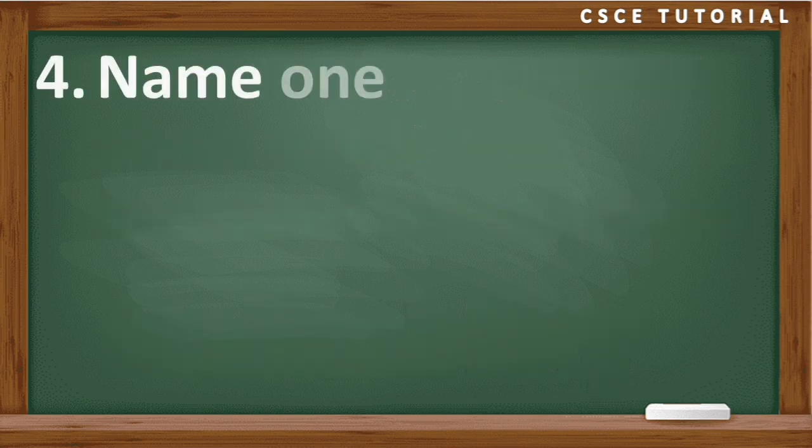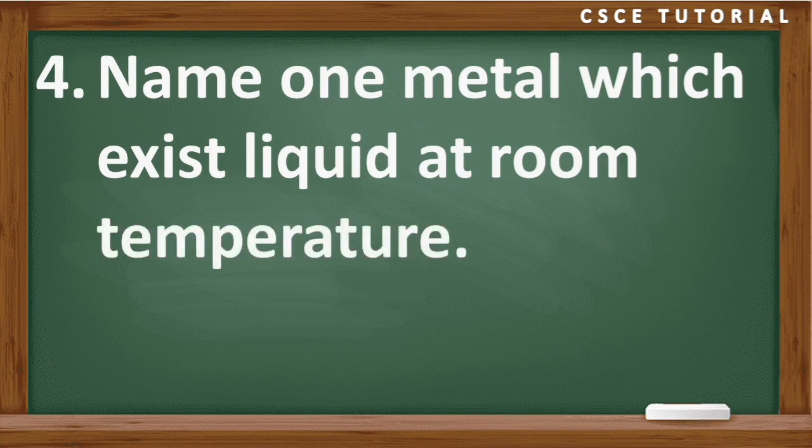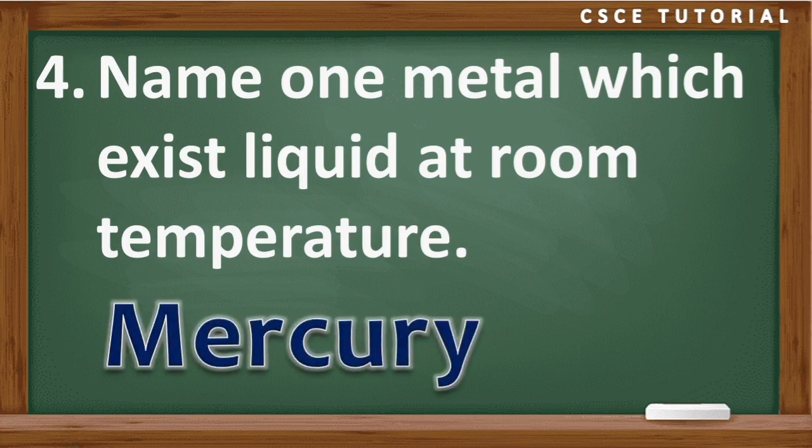Fourth, name one metal which exists liquid at room temperature. Now you have to give the name of that metal which is liquid at room temperature. Its answer is mercury. Mercury is a metal which is liquid at room temperature.